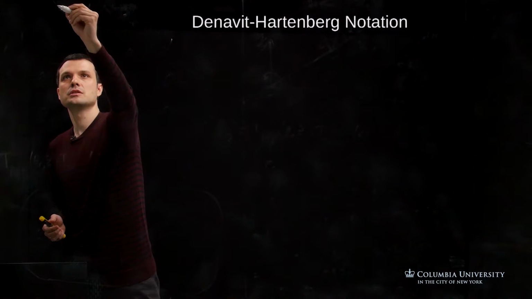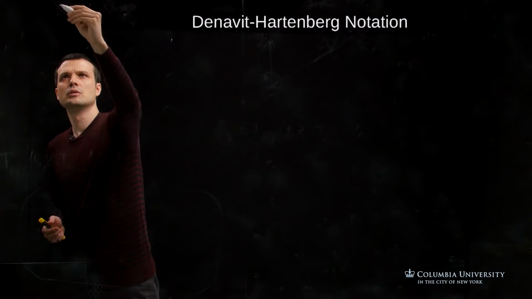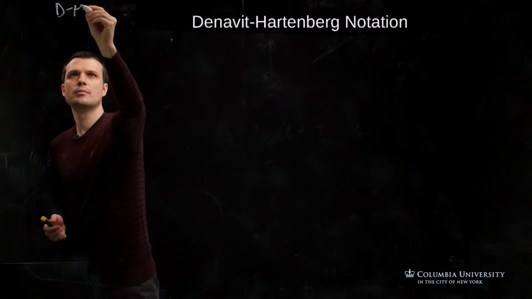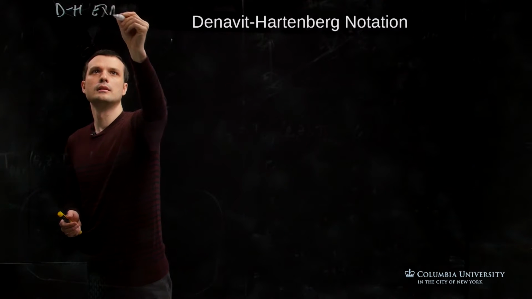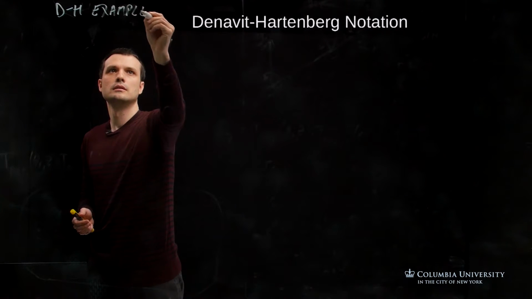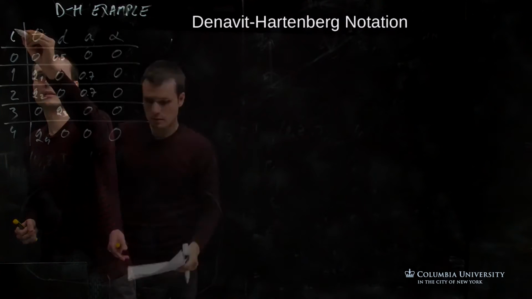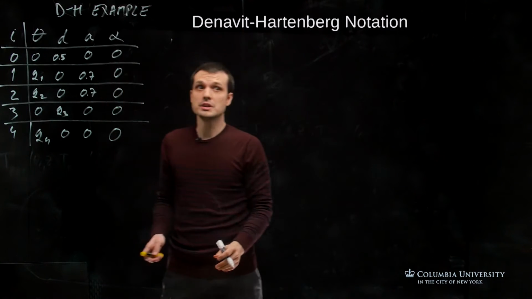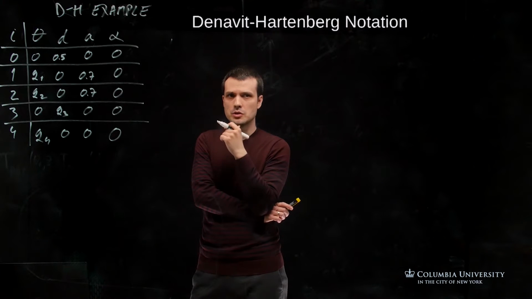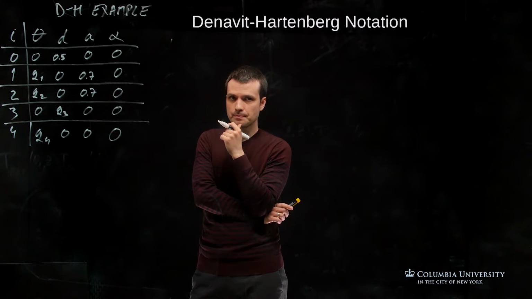Let's do one more full example of a robot specified in DH notation. So, another DH example. And here is the specification of the robot. What do we notice just by looking at it compared to the previous robot that we've looked at?